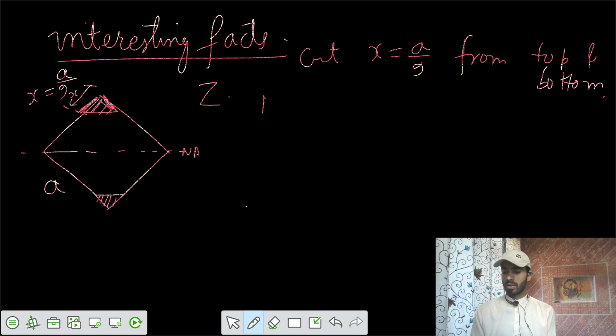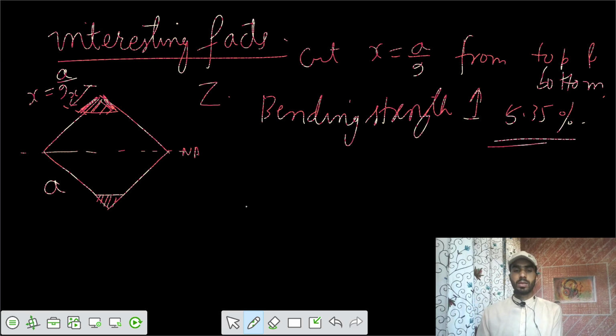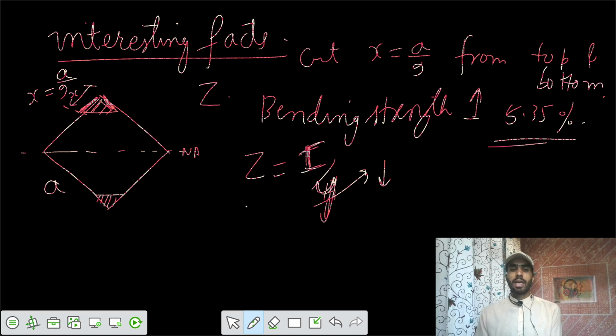then your bending strength increases by 5.35% about that neutral axis. Because Z is a function of I by y, even though the value of I decreases, y also decreases, so finally the net value of Z increases by 5.35%.